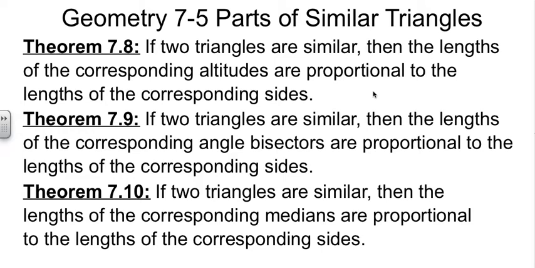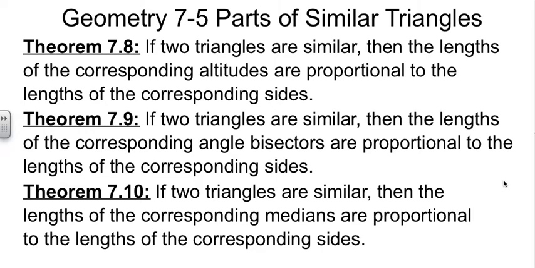So the idea here is if we talk about these special segments that we had, such as altitudes, such as angle bisectors, and such as medians, those things will be in the same ratio as the scale factor is, the same corresponding sides ratio.